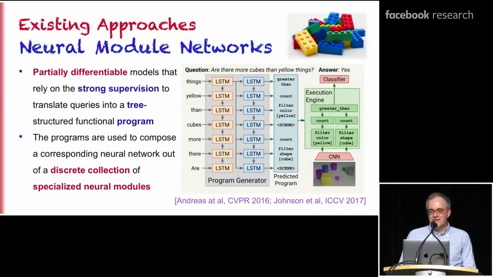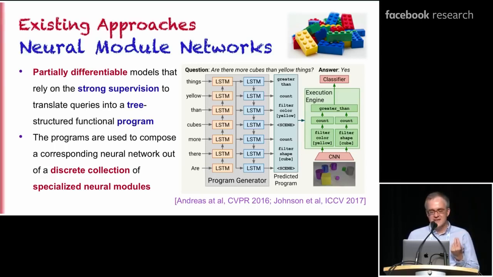There's been a number of previous pieces of work that have already looked at the Clever data set. They basically fall into two groups. So the first group is the neural module network approaches. So these were pioneered by Jacob Andreas and colleagues, and there's also been an approach pursued by Justin Johnson and colleagues. And essentially, these models treat it like a semantic parsing problem in NLP terms. So all of these models make use of the strong supervision that comes from the functional program. And so what you're doing is a two-stage operation.